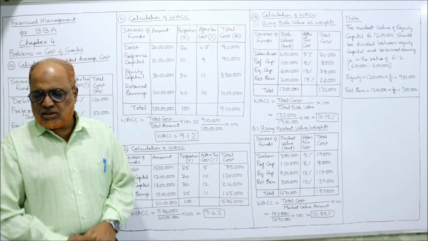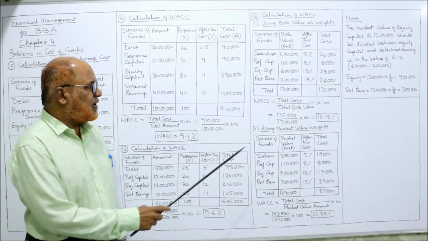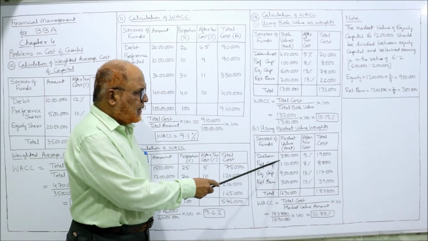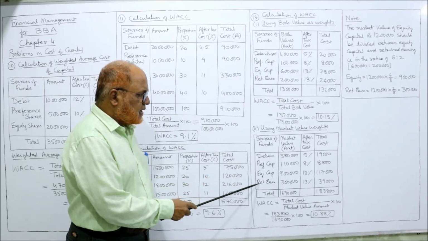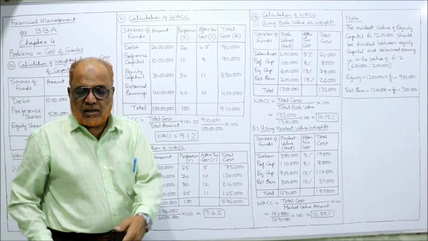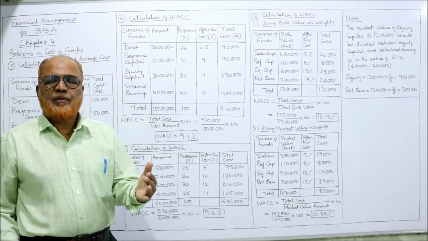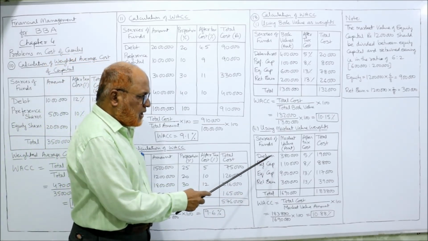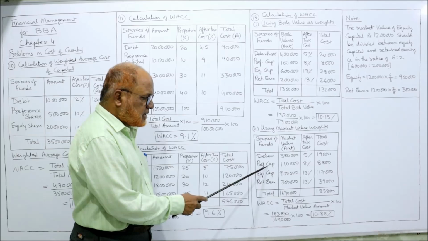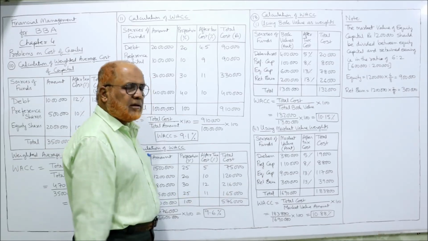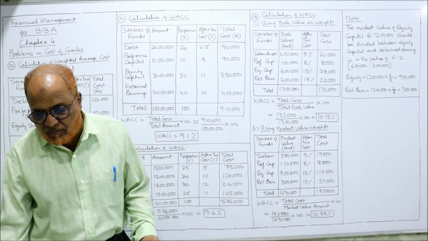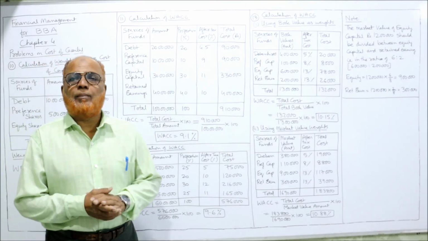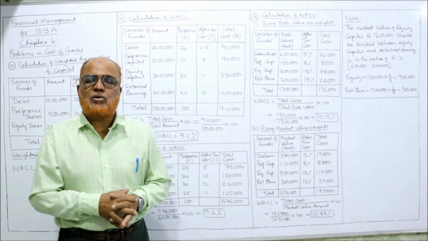Now we calculate WSCC using market value as weights. Now same columns we will open: the debentures, preference, equity, retained earning. The market values are given in the problem separately. We will not take the book values. The market values are given: 3,80,000 for debenture, preference capital 1,10,000, equity capital 12 lakh, but retained earning market value is not given.